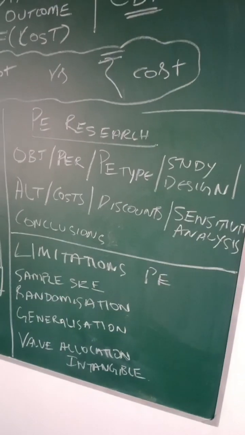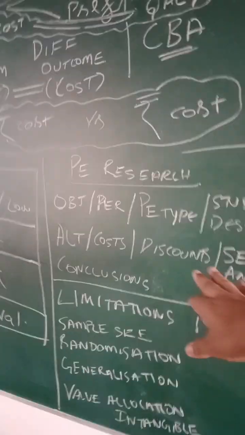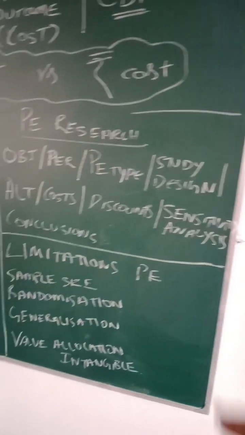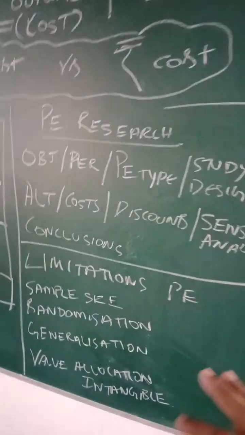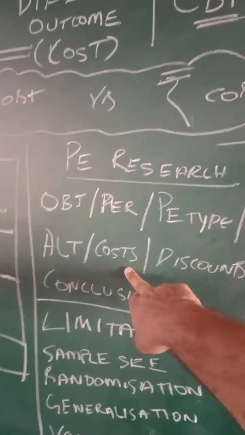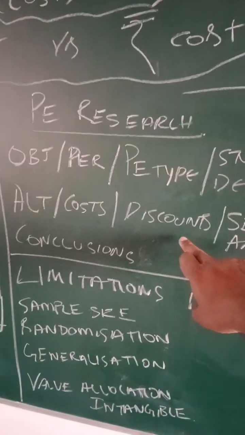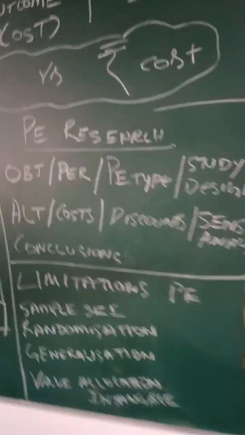You know what you have to find out, what design you will have to follow, what PE type you want to study. All these things will differ. We have to understand that all alternatives and all costs should be considered in any pharmacoeconomic analysis, along with the discounts that are given, and the sensitivity analysis.